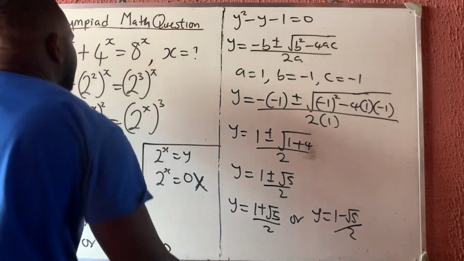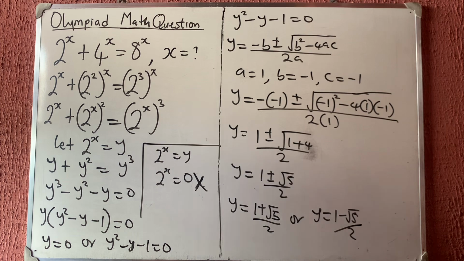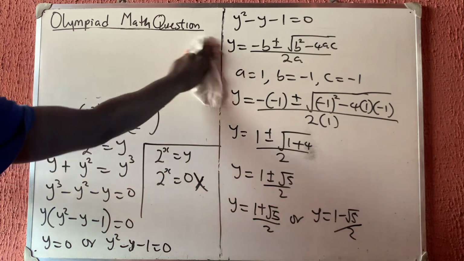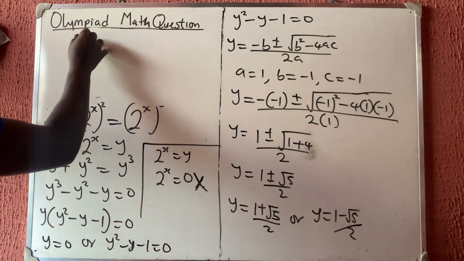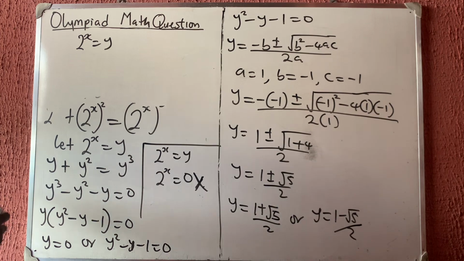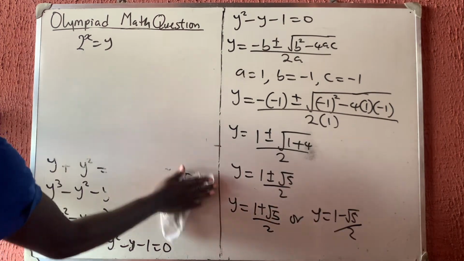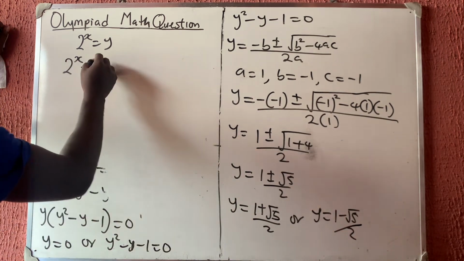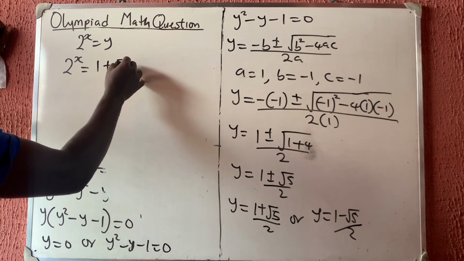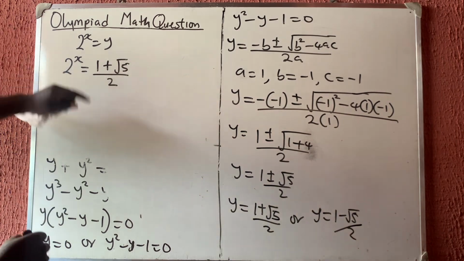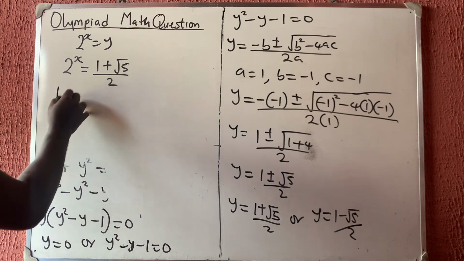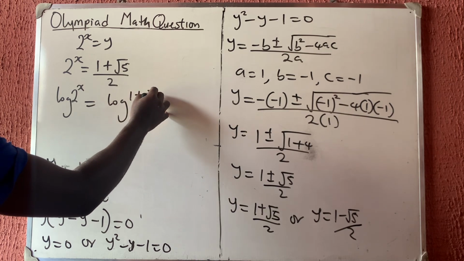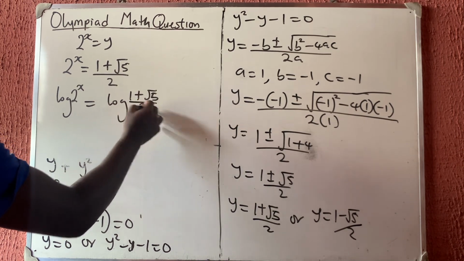Now let us start from the first, because we are not looking for y, obviously we are looking for x, but don't forget there is a place you told them that 2 raised to power x is equal to y. So let me substitute. 2 raised to power x is equal to 1 plus root 5 over 2. Now let's take the log of both sides. So I'm going to have log of 2 raised to power x is equal to log of 1 plus root 5, all over 2.